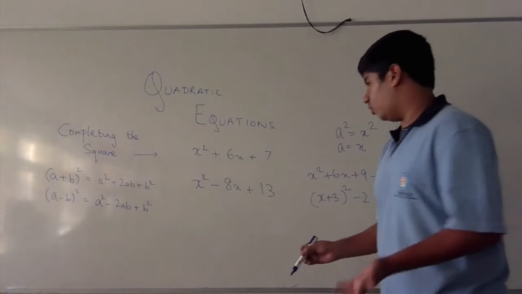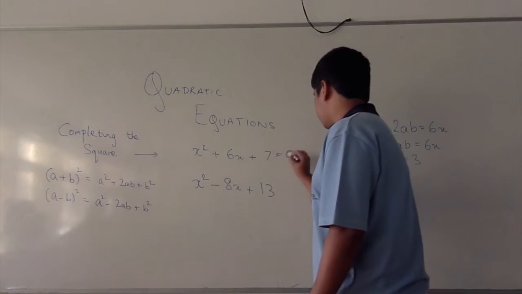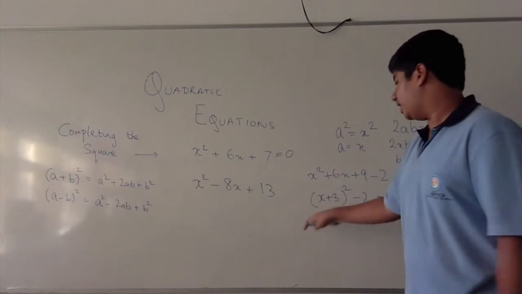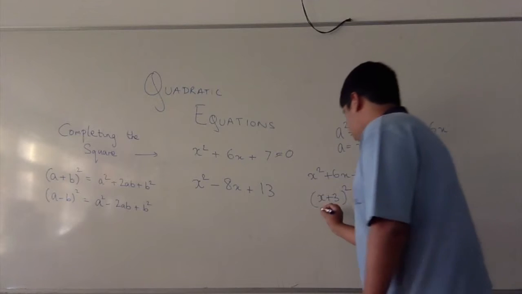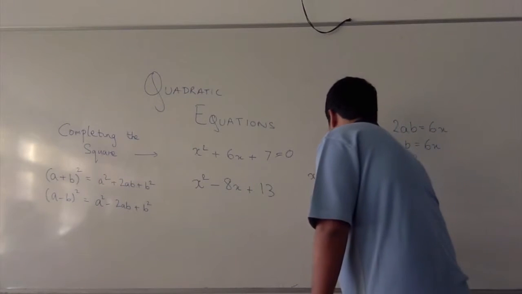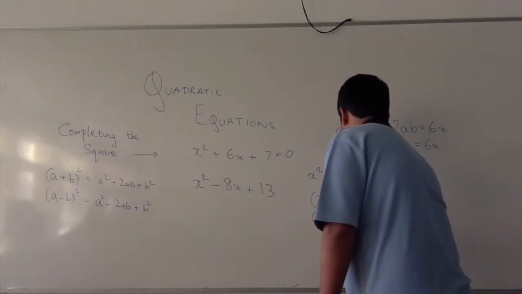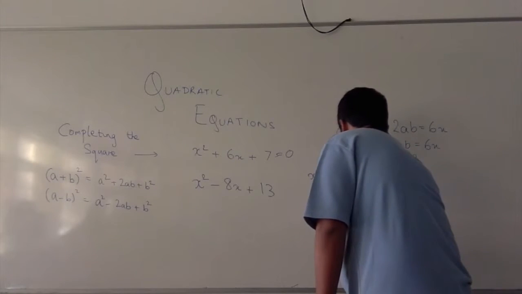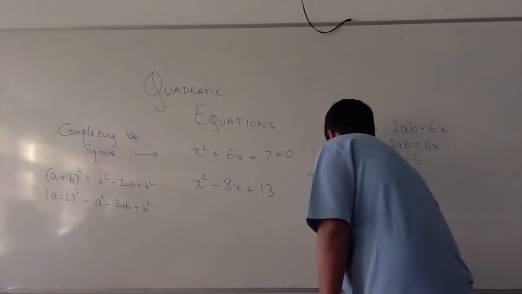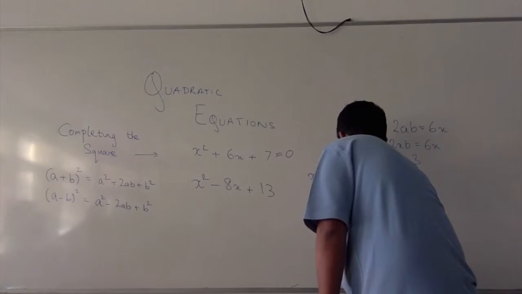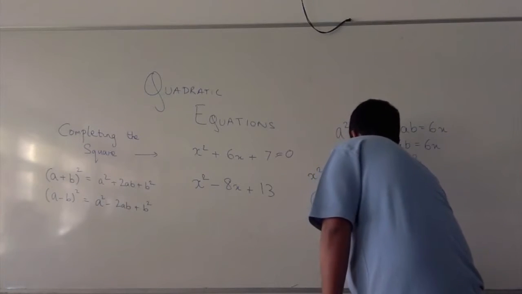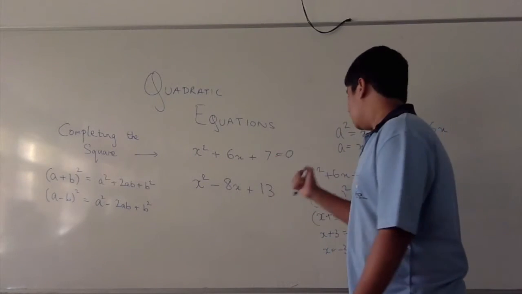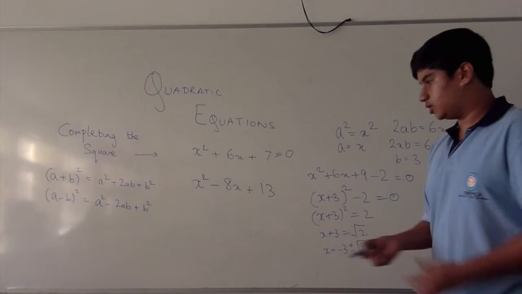Now to solve this for x, your equation should be equated to 0. Basically you have to make x the subject of the formula. So you follow 3 simple steps. And there you have your values for x for this particular equation. So that's the method of completing the square.